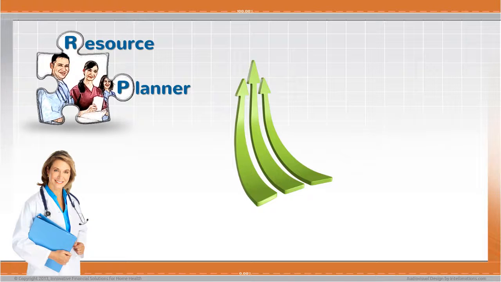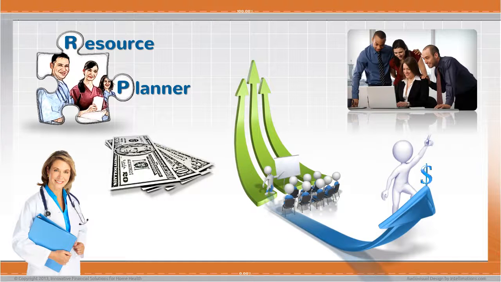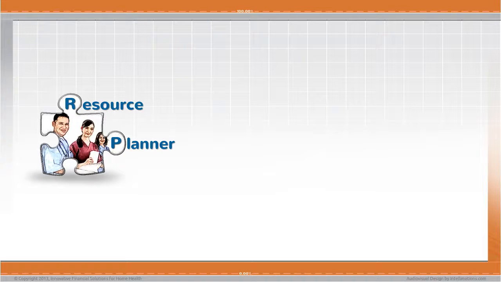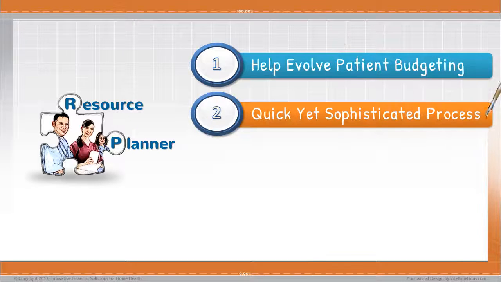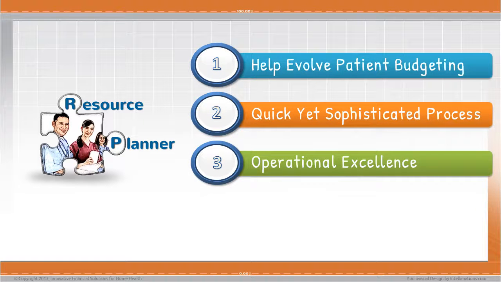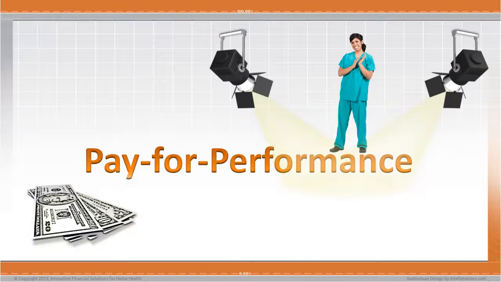As you can see, there are many ways that the Home Health Care Resource Planner can provide benefit to your agency's operations and bottom line. We developed this program to help evolve patient budgeting to become a quick yet very sophisticated process for every agency that wants to take their company to the cutting edge of operational excellence, while also preparing them for the next big expected change in home health reimbursement: pay for performance.